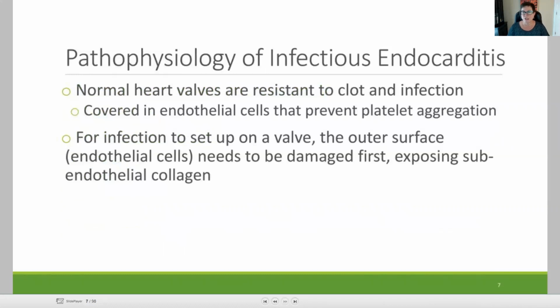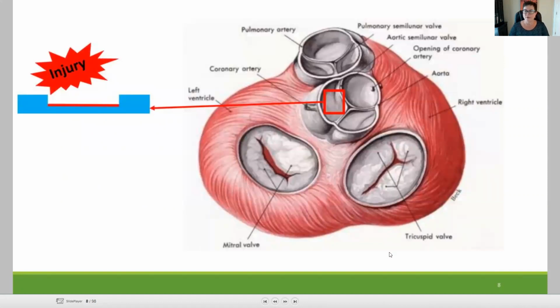When we think about the pathophysiology, our normal heart valves are very resistant to clot and infection because they're covered by a layer of endothelial cells, and this prevents platelets from aggregating. Infection can only set up on a valve when the outer surface becomes disrupted or damaged, and the underlying collagen gets exposed. Here is a cross section of our heart, just above the AV node. You can see how all four valves are in very close proximity to one another, and the conduction system of our heart also traverses through this area. So anytime you have a valvular abnormality, you have a potential for an electrical abnormality in your patient also.